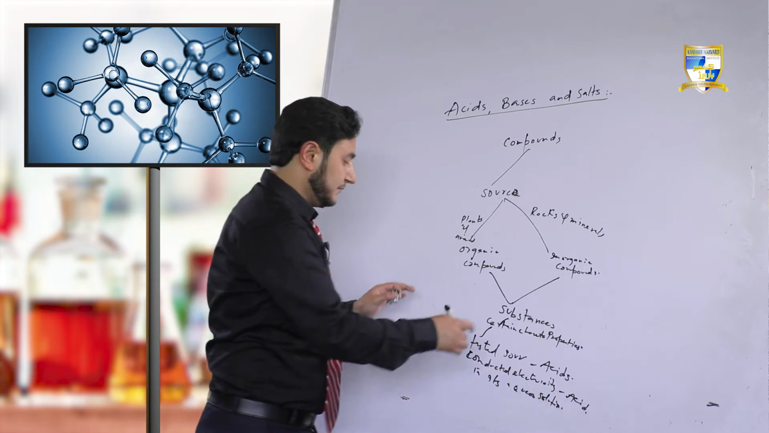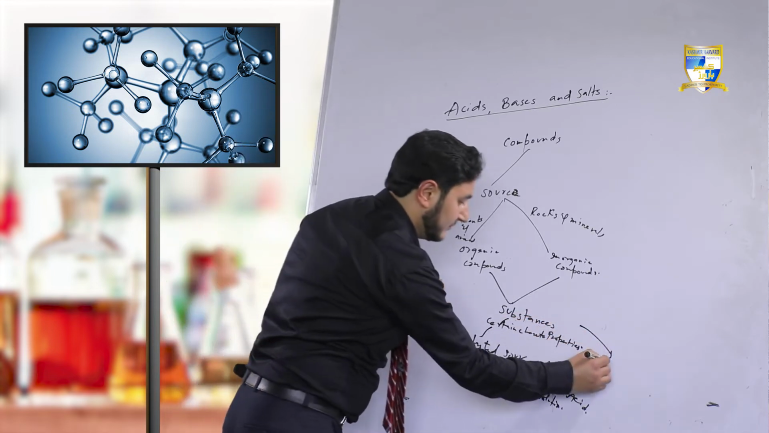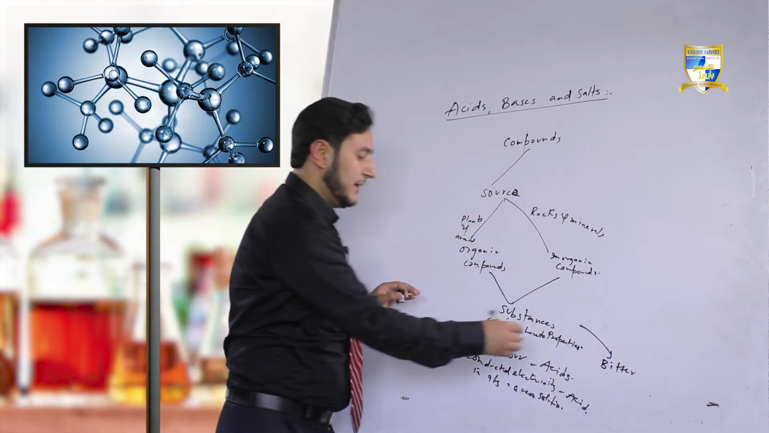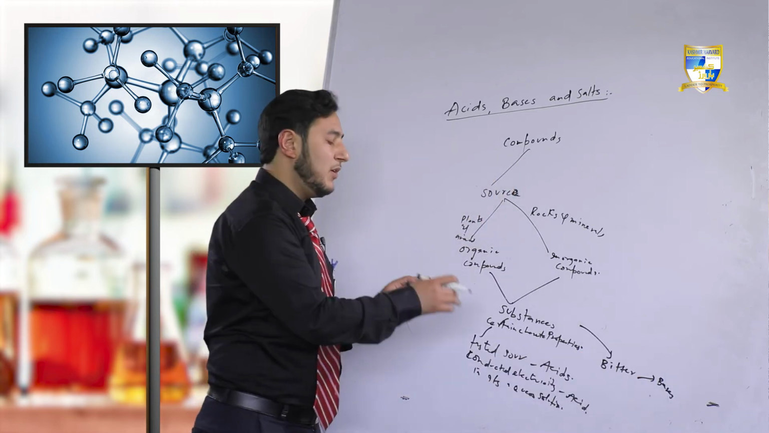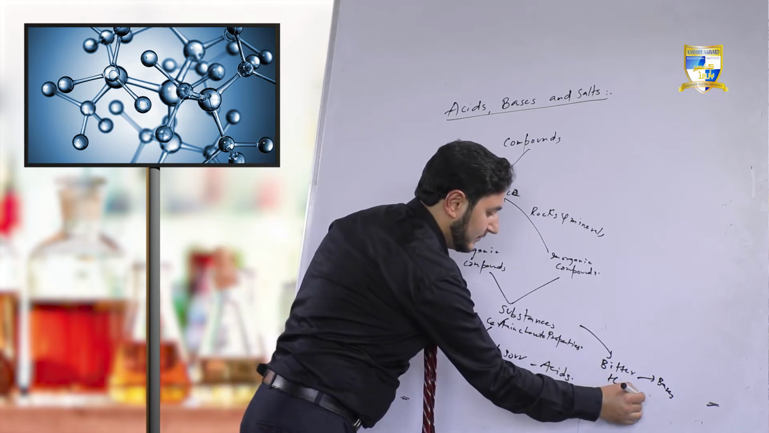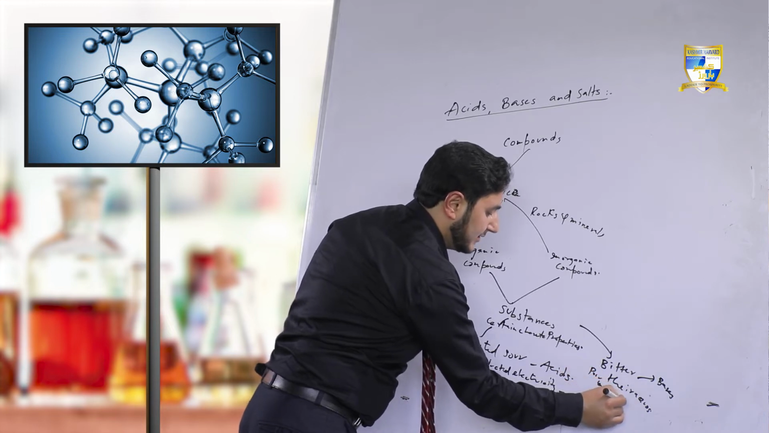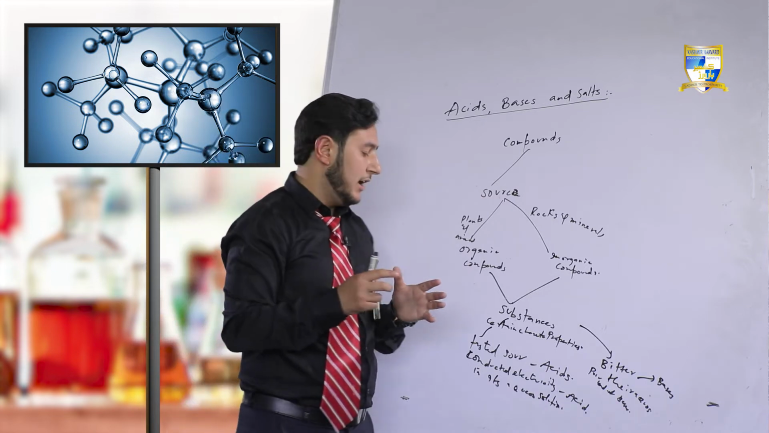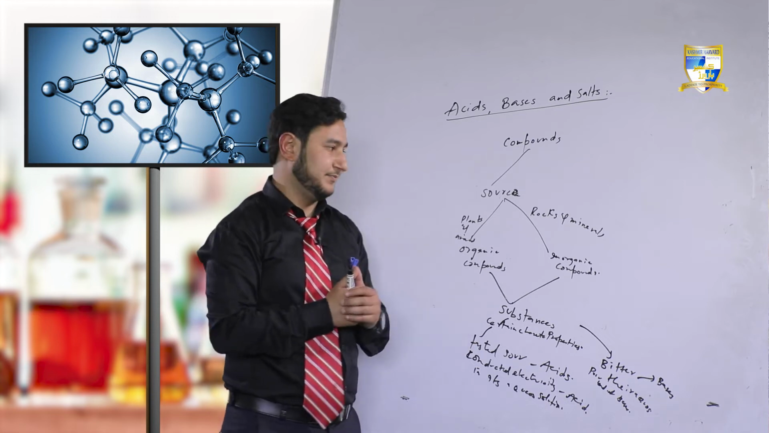Fine? Okay. In a similar fashion, the substances that tasted bitter were called bases, or the substances that were poor conductors of electricity in their aqueous solution were also called bases. Fine. So, the earlier classification was basically on certain characteristic properties of the substances.